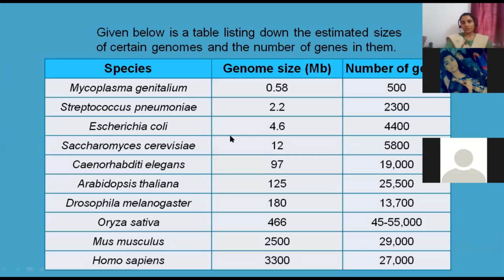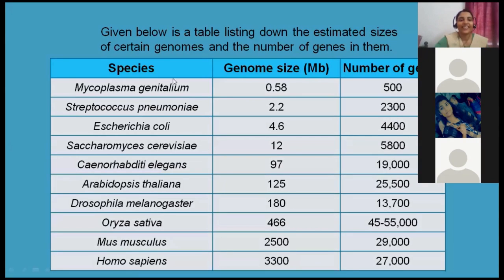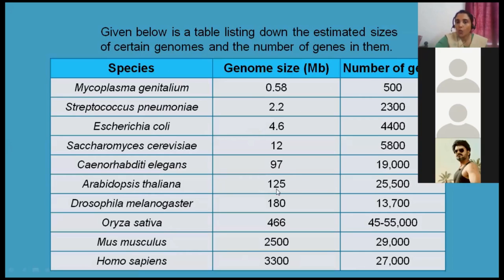Now this is a chart to give you an idea about different genomes and the number of genes present plus the genome size. Here I'm giving you species, genome size, and number of genes. You can see all these species over here, the genome size in megabases and the number of genes present. Now what you will notice, I'll be taking it in the next slide, you're seeing Arabidopsis thaliana. Its genome size is 125 MB, okay? And the number of genes present is 25,500.